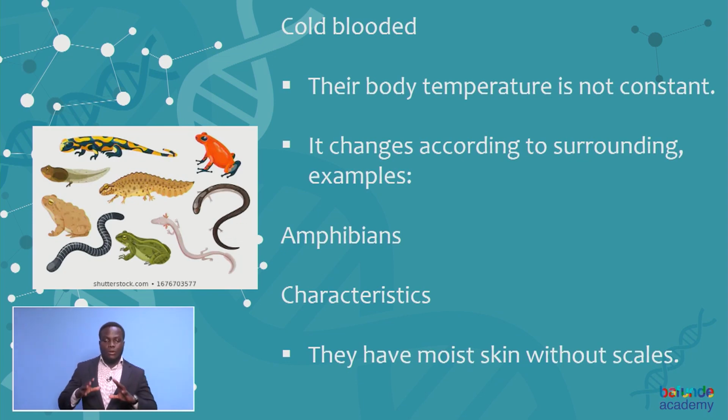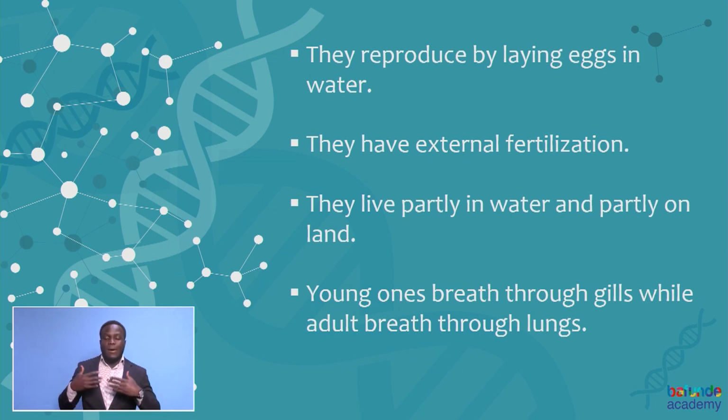And the first group of animals that we are going to look under the cold-blooded animals are the amphibians. Amphibians are examples of cold-blooded animals. And we are going to see their characteristics. So the first characteristic of an amphibian is that they have moist skin without scale. Since they have a moist skin, some of them, such as frogs, breathe through that moist skin. And then they reproduce by laying eggs.